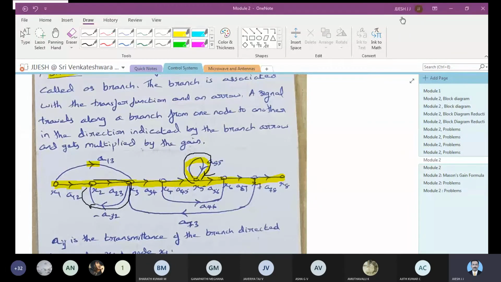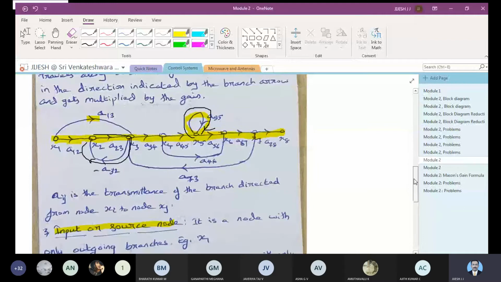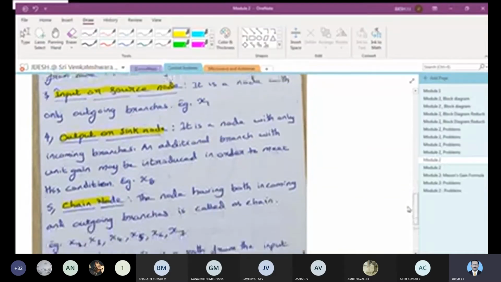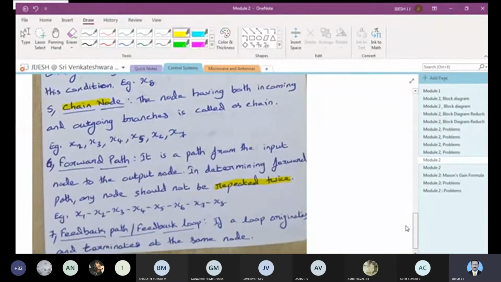All these concepts are very important. Some four or five students have not attended the last class, so you should understand these things. Then you have the forward path and the loop, where the loop originates and terminates at the same node. Forward path and these things will be used in the problems as well. So it's very simple to understand.